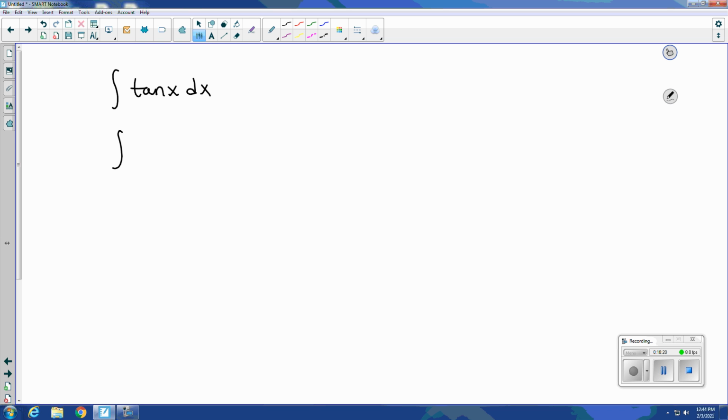So let's change tangent x to the ratio of sine and cosine, which we know to be equivalent. Now what we have here is a product, right? We have 1 over cosine times sine. And they are related through differentiation. We know the derivative of sine is cosine. The derivative of cosine is negative sine. So can we use a u substitution? Because it looks like we have a product related through differentiation. So it's not clear that there's a composition necessarily, unless you separate.